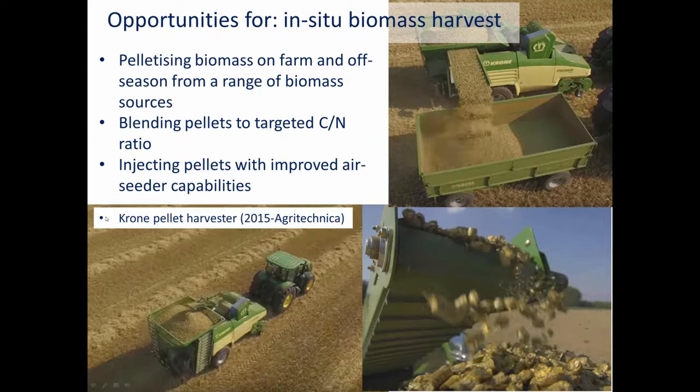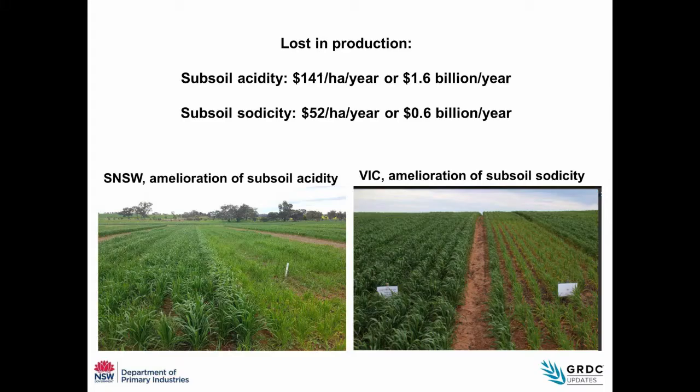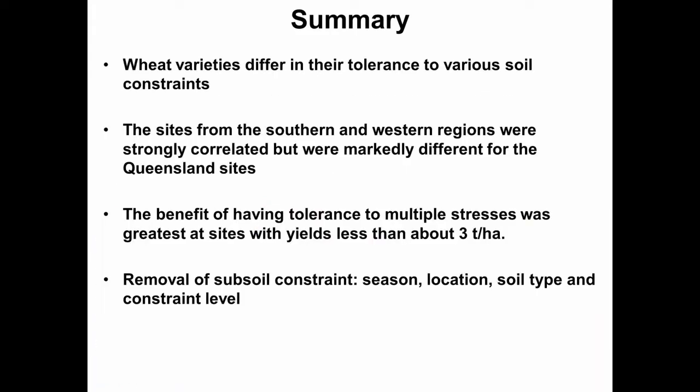So I want to leave you with, again, this photo, two examples of amelioration of subsoil acidity on the left-hand side. This is a site in Ferndale in southern New South Wales. And the photo on the right is the amelioration of subsoil sodicity in a high rainfall area of Victoria. As I said, this is research that we recently started, and hopefully some good results will be obtained over the next 3 to 4 years.